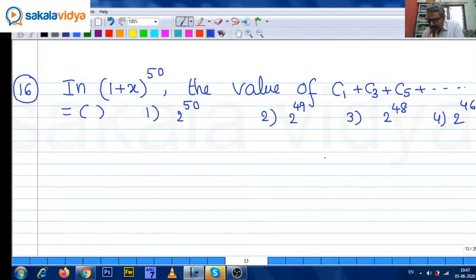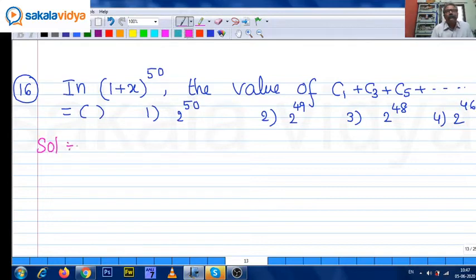Even with the help of (1 plus x) whole to the power of 50 also we can find it out. This is nothing but the sum of the coefficients of odd powers of x. We can also do f of 1 minus f of minus 1 by 2, otherwise 2 to the power of n minus 1.